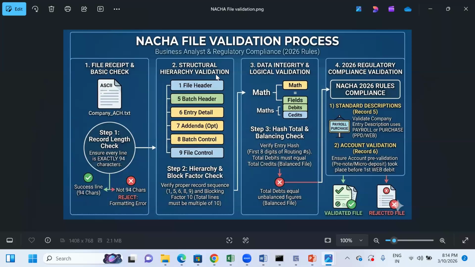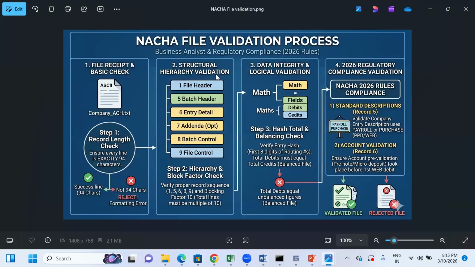Next is about addenda records. Normally, this is optional, not required, because addenda records carry optional payment related information. Just leave it. Next is about batch controls. You know batch controls, right? It basically summarizes the entire batch of payments, how many debits and credits, both. Those are what we call batch controls. It means you are sending money from one account to another account.